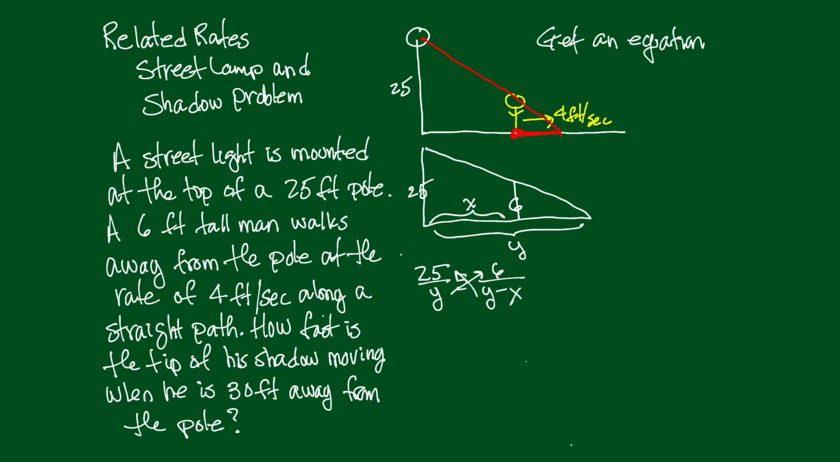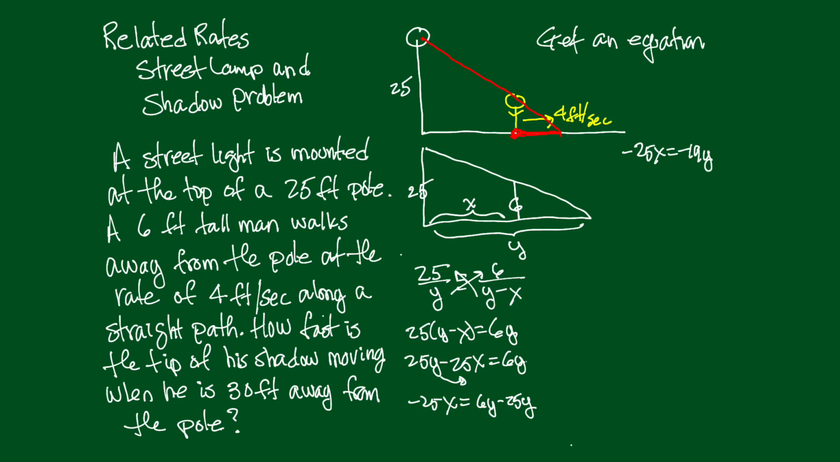So let's do our cross multiplication here to multiply this out and get rid of those fractions. So we will get 25 times the y minus x equals the 6 times the y. This will give us 25y minus 25x equals 6y. I think I'll subtract this 25y, so I'll get negative 25x equals 6y minus 25y. I'll do it up here on the right now. So I get negative 25x equals negative 19y.